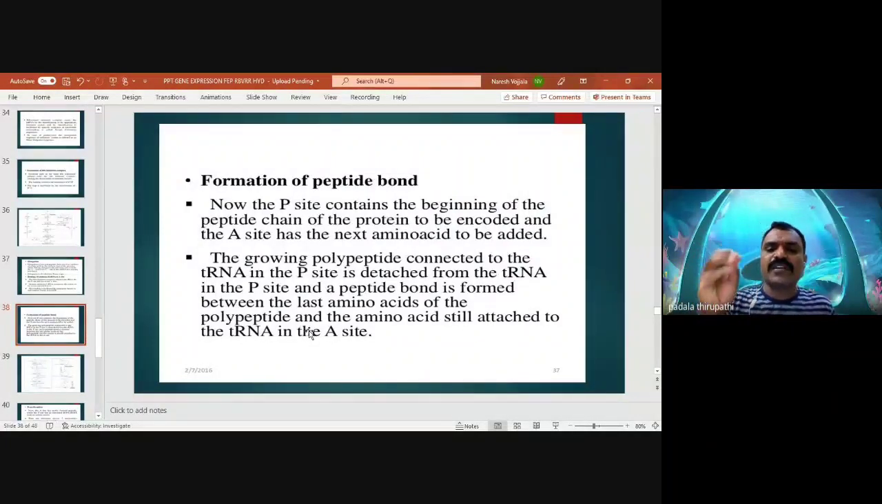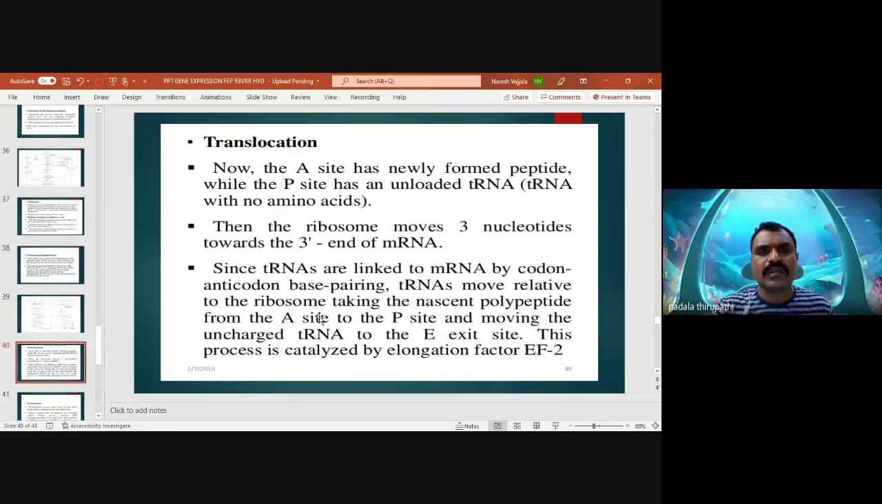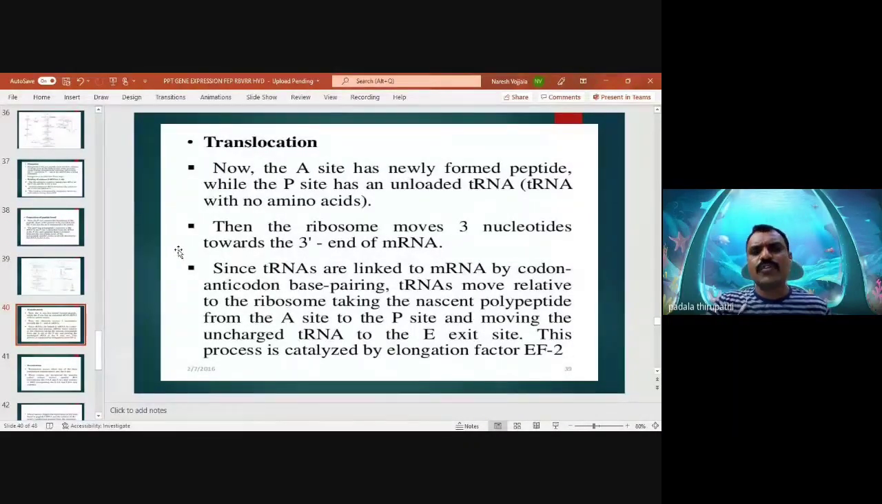Remember, the first amino acid is going to attach at the A site, and only then does it reach the P site. It is a continuously going on process. Then translocation. What do you understand about translocation? Now, the A site has the newly formed peptide while the P site has an unloaded tRNA. Unloaded means without amino acids, a tRNA with no amino acids. That we can call unloaded tRNA.